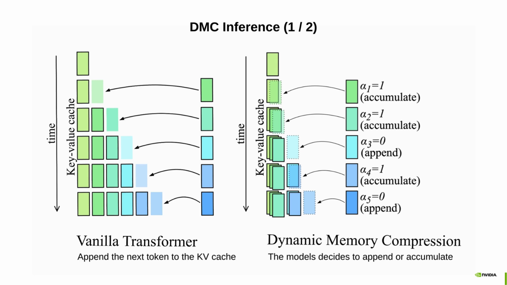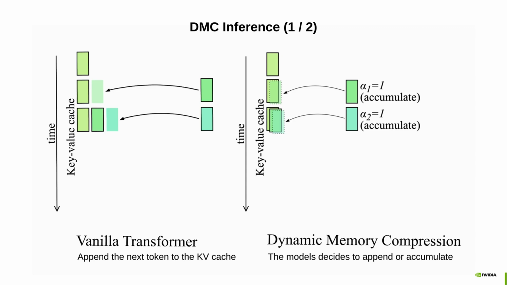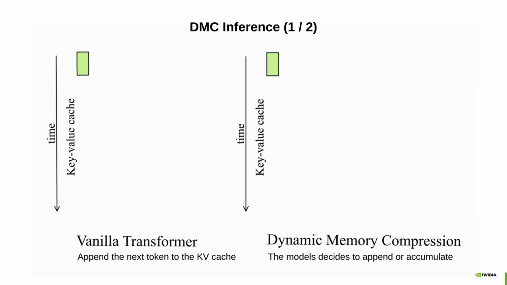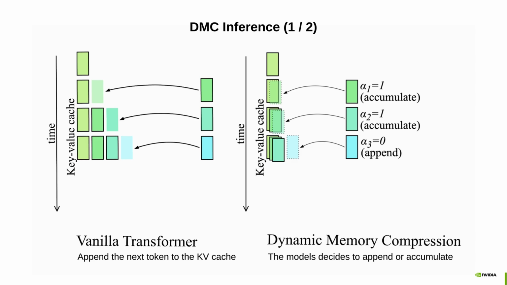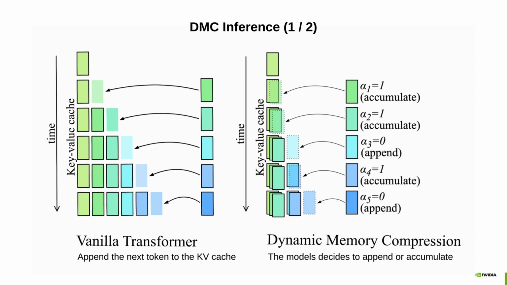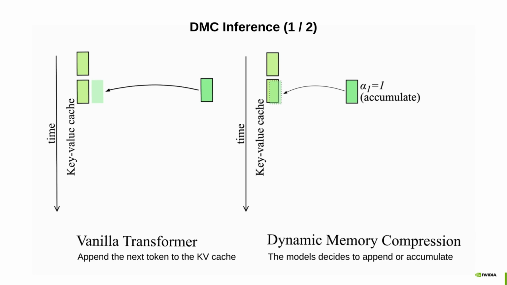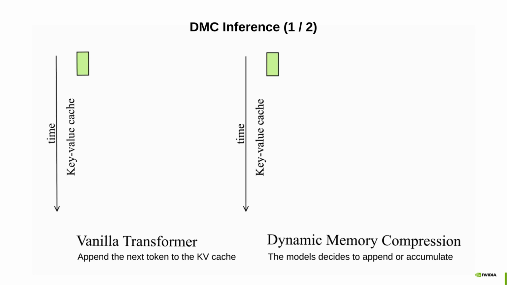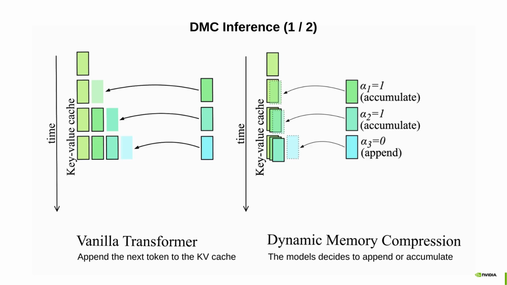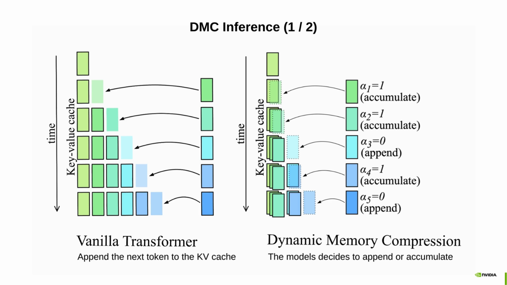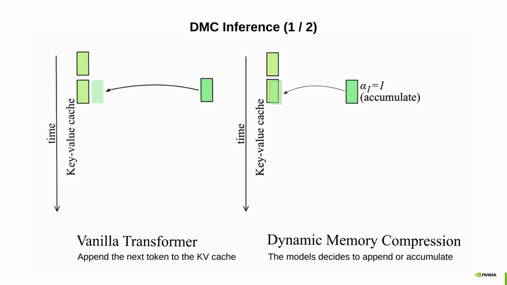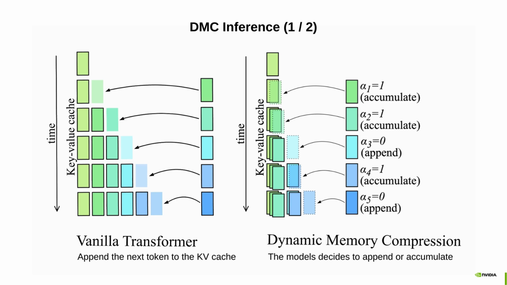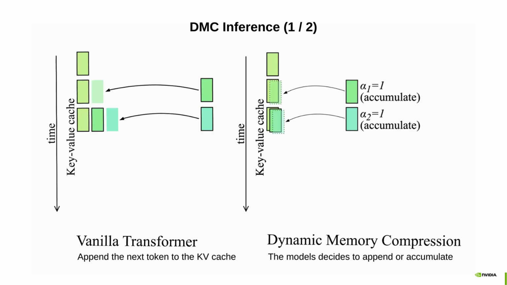Let's go through a simple example. You start with the first token and append it to the KV cache. Then, the model decides whether to accumulate the second token with the first one or append it as a new one. It chooses to accumulate. Again, the third token accumulates. Now, after 3 steps, we have only one token in the KV cache, resulting in a threefold compression ratio. For the next tokens, the decisions are append, accumulate, append. In total, for 6 generations, we have only 3 tokens in the KV cache.